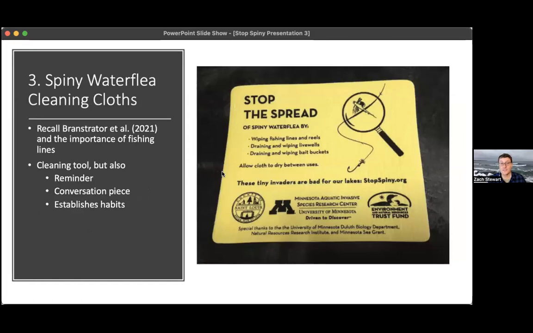Number 3, we've got these great cleaning cloths. These are a Swedish dish towel material, so they're real kind of tacky. And if you think back to earlier in the talk, Don Brandstratter and his group had shown that fishing lines are an important vector that can snag up these spiny water fleas. And these Stop the Spread spiny water flea cleaning cloths are a really great tool for cleaning spiny water fleas off your fishing line before you travel to a new lake. And I've got a bunch of these, they're free. So get in touch if you want some to help remind people in your area to clean their equipment.